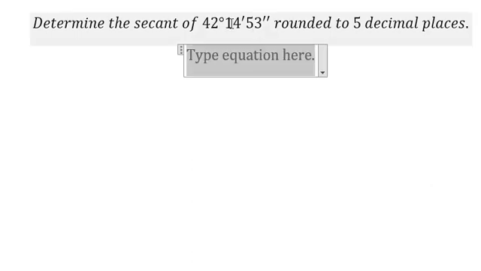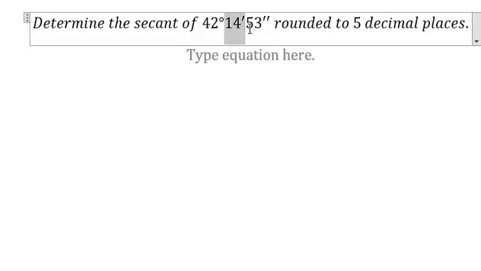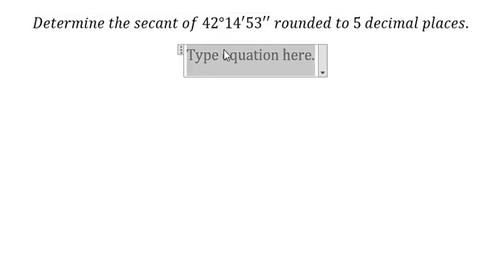Determine the secant of 42 degrees 14 minutes 53 seconds rounded to 5 decimal places. So now I will show you how to answer. We know that we need to convert the minutes and seconds into degrees in here. So they should be like this.